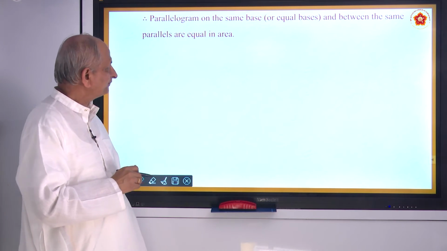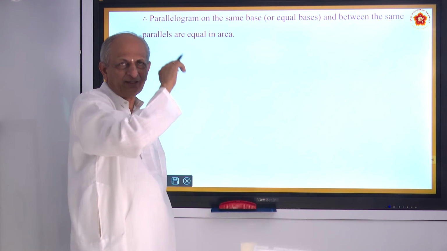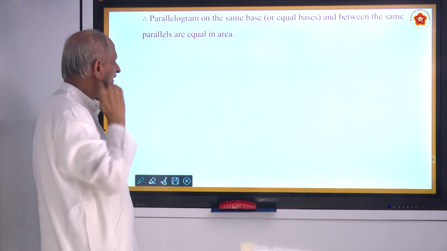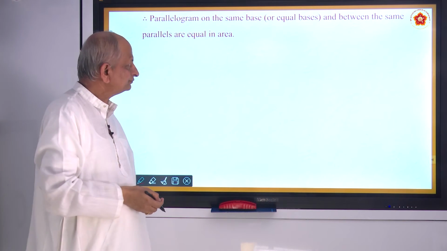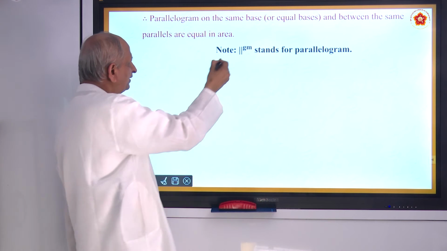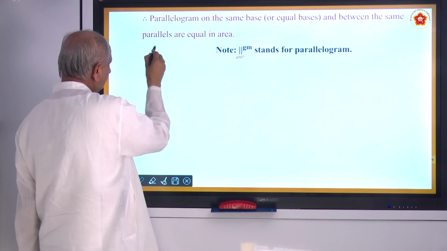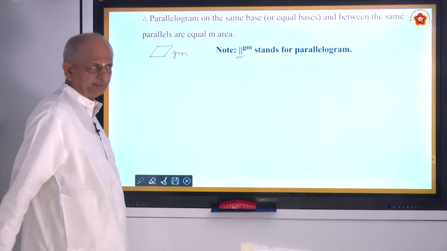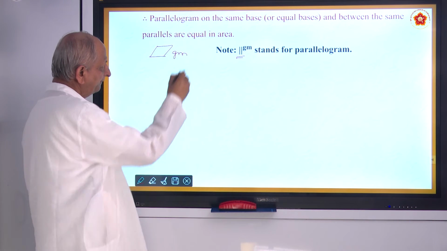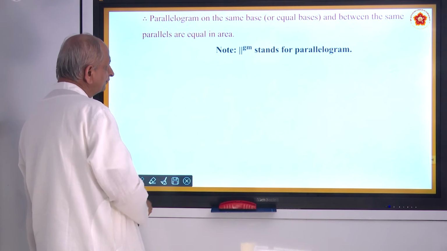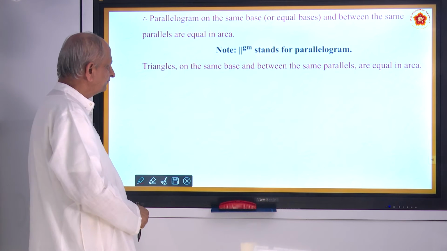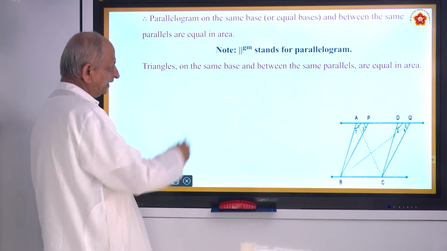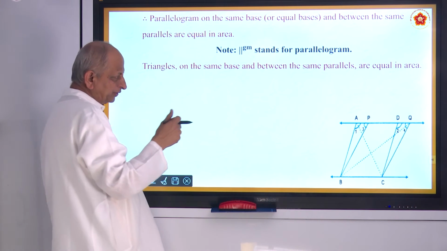Now, this is the statement that you have proved earlier: parallelograms on the same base and between the same parallels are equal in area. That is the meaning. So, on the basis of this, here the symbol stands for parallelogram. Sometimes they write like this also, drawing a figure. This also I can write. So, that is a symbol used. That is why they have given the note. And now coming to the next theorem. Triangles on the same base and between the same parallels are equal in area. As you have proved for parallelogram, now you have to prove it for the triangle.